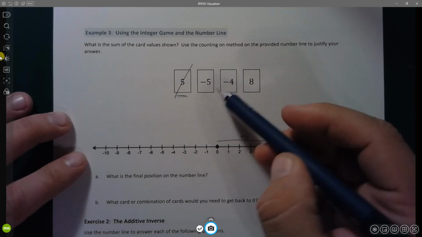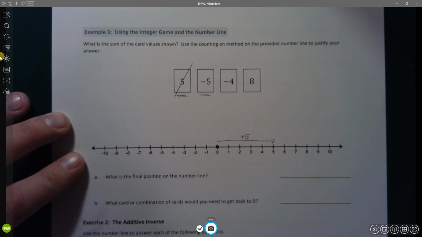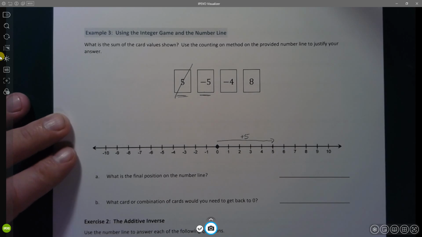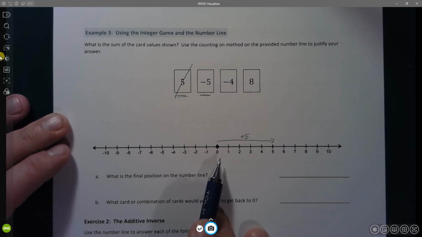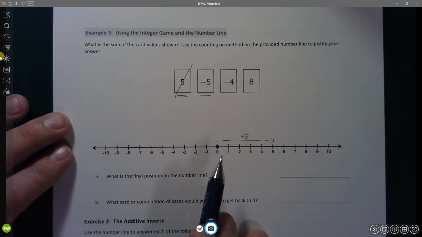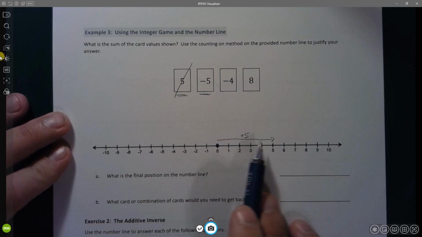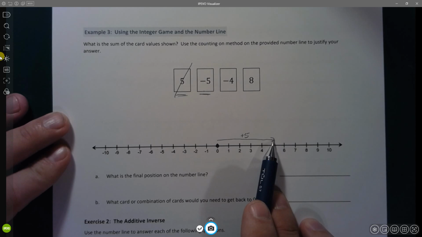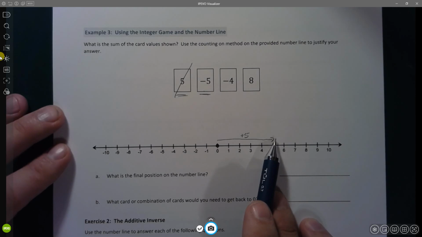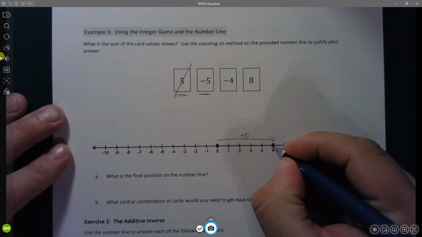So, next card up, -5. Where am I going to start at now? 0? No, I'm not going to start at 0. Why am I not going to start at 0 this time? Right, because I've already started from 0 and I'm now at 5. So now I have to use my starting point of 5. This is now my new starting point.